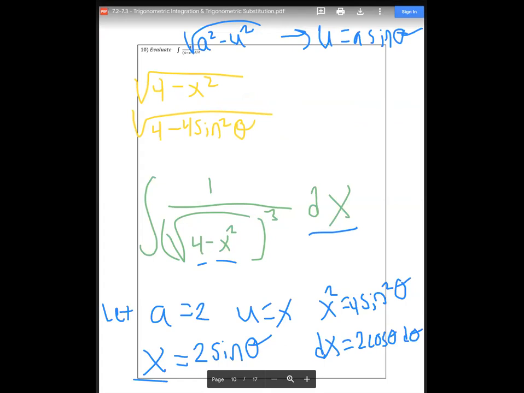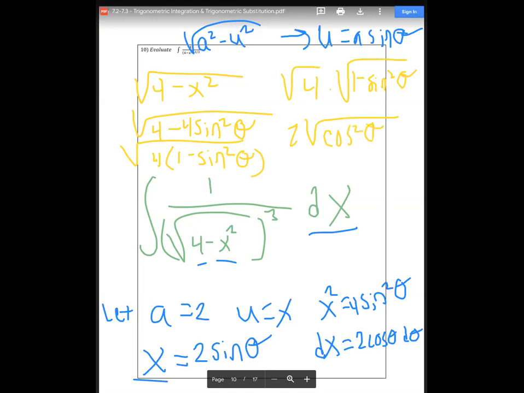The first thing I do is move the 4 on the outside, because then it starts to look more like an identity we know. It's the same number. Since we're multiplying them, we can split them apart. So 1 minus sine squared of theta. The square root of 4 is just 2, so we have that. And the identity, we've gone over this before, 1 minus sine squared of theta is equal to cosine squared of theta. So everything in the radical is equal to cosine of theta.